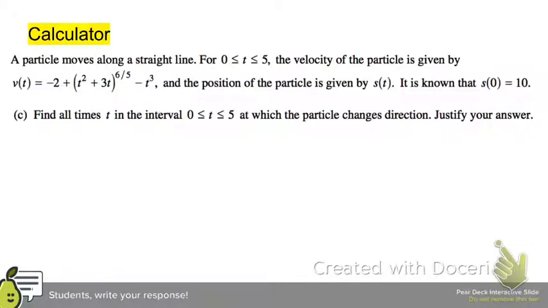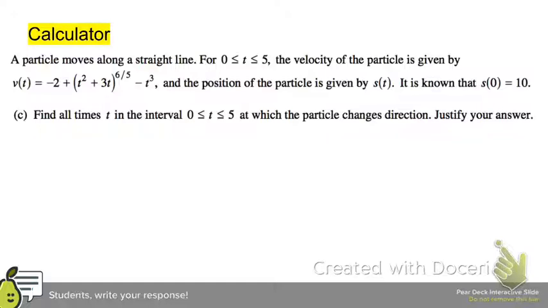All right, so here are the last two questions from the free response section. We're still working with that same problem. We still have the same velocity function, so I haven't changed anything. And now we're on part C. It says, find all times t in the interval at which the particle changes direction and justify your answer.